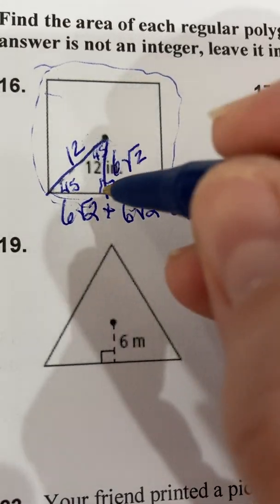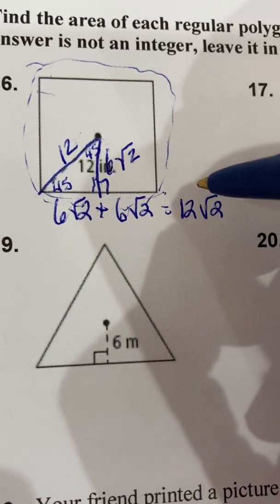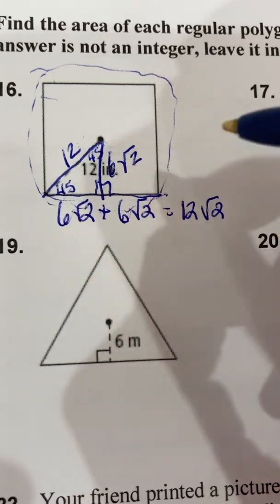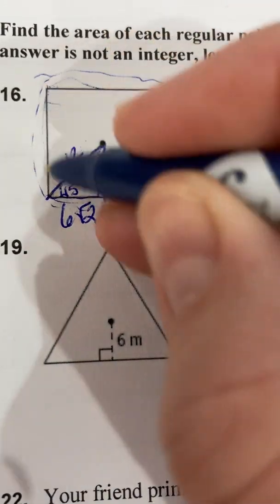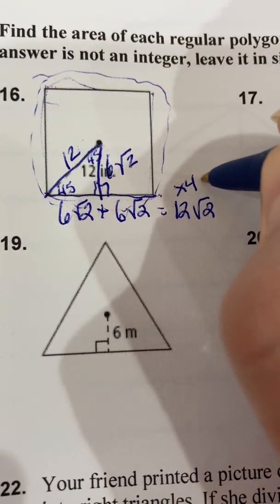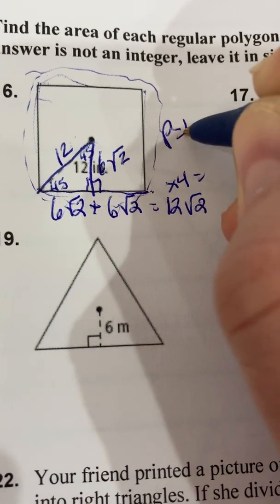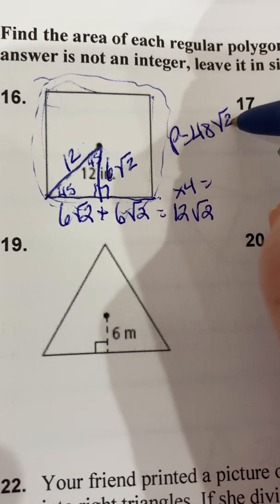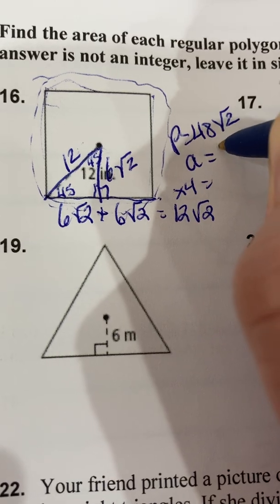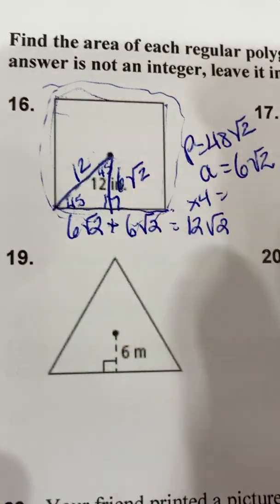If you add those together, you just add the 6 plus the 6. That is one side, which means this side is also that, and that's also that. So we're just going to take that times 4 to get our perimeter. So our perimeter is 48 square root of 2. Our apothem is 6 square root of 2.